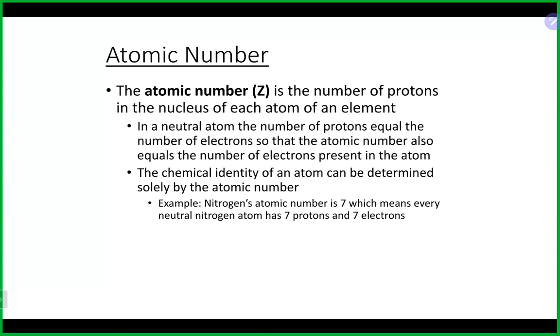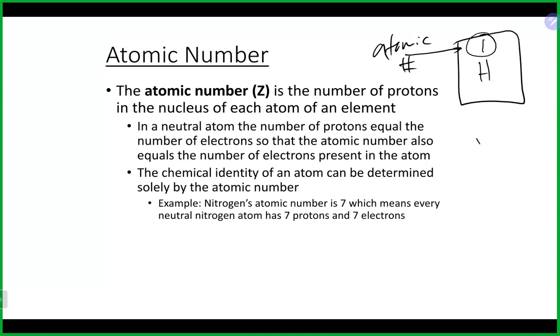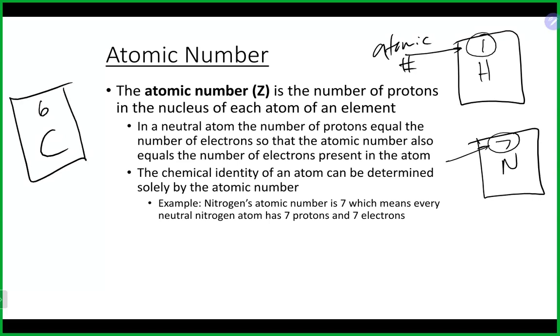The atomic number can be found on the periodic table. If you look at a periodic table and you find your friend hydrogen and look at the number up on top, that is the atomic number. Look on the periodic table, find your friend nitrogen right there, atomic number. Carbon, right there up on top. So the atomic number is found on the periodic table. It is the number that's above the symbol.